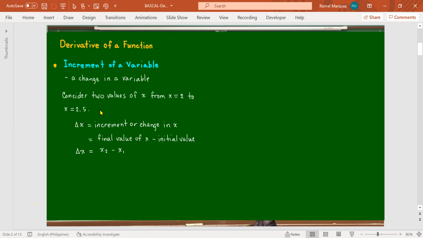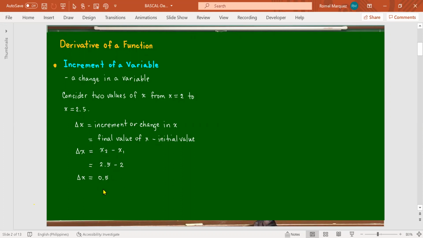In our example here, what is our change in x, guys? The final value is 2.5, minus the initial value of x, which is equal to 2. So what is delta x, guys? Delta x is 0.5. Am I correct, guys?